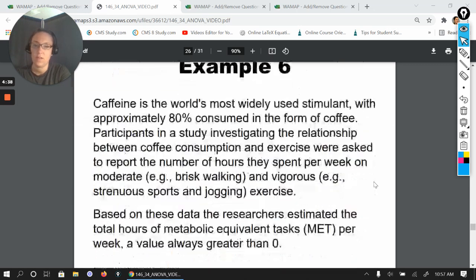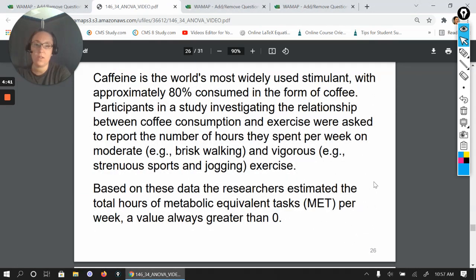Here's example 6. Caffeine is the world's most widely used stimulant, with approximately 80% consumed in the form of coffee. Participants in a study investigating the relationship between coffee consumption and exercise were asked to report the number of hours they spent per week on moderate, in other words, for example, brisk walking, and vigorous, for example, strenuous sports and jogging, exercise.